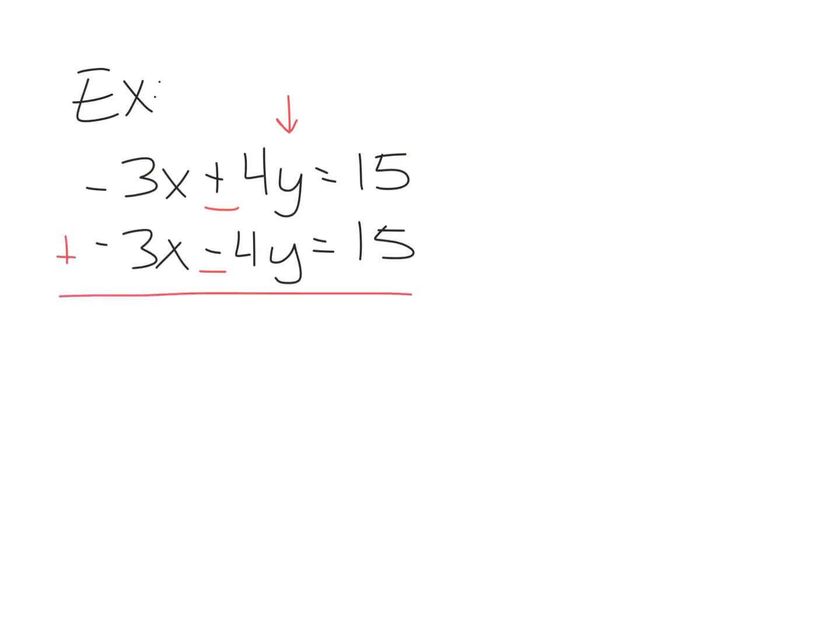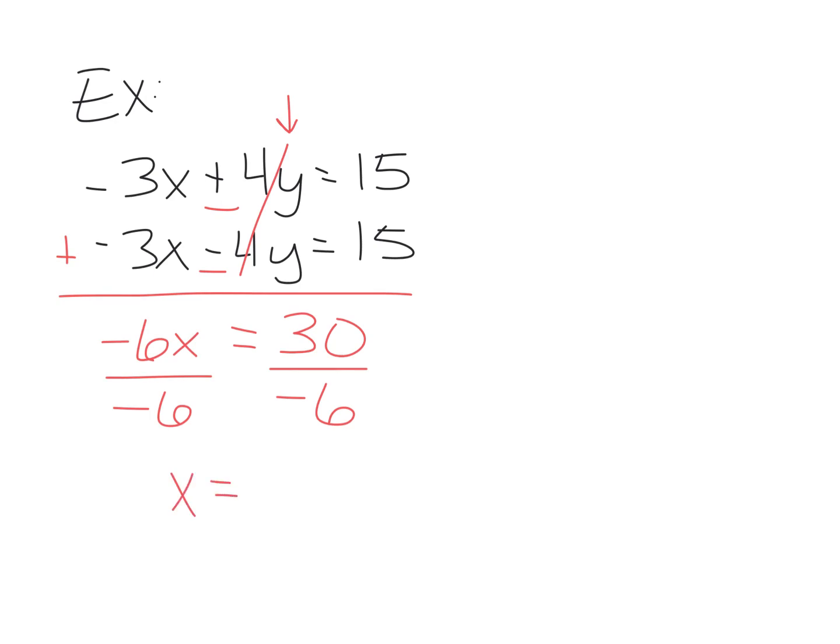So add, make it a little equation. Okay, so we have negative 3x plus negative 3x. We get negative 6x. What happens to the y's? We have 4y minus 4y. They're gone. Okay, and then we're equal to 15 plus 15, 30. So right there, our whole goal is to get rid of one of the variables, so we're only left with 1. Okay, now how do we solve for x? Divide by negative 6. So we get x equals negative 5.